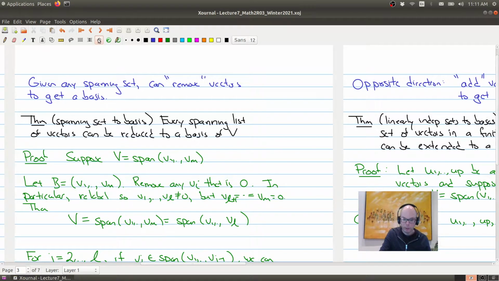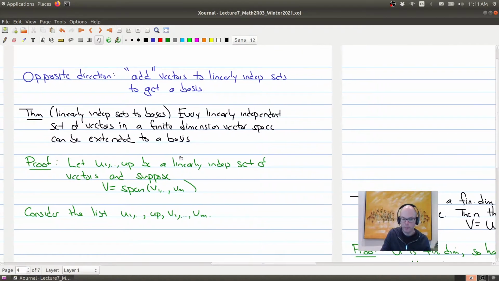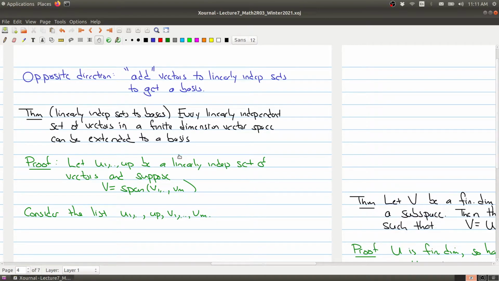In this part, we want to look in the opposite direction. We start with a set of vectors that are linearly independent, and we want to keep adding vectors until we get a basis. These complement each other. From a spanning set, you can go down to a basis, or you can start with something small that's linearly independent and expand it to a basis of your vector space.